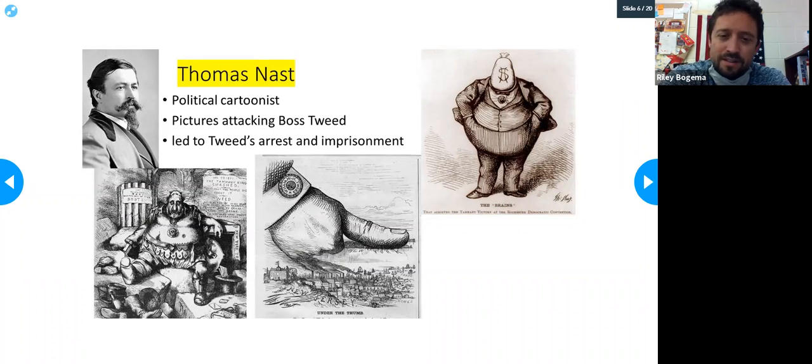And Tweed's going to get arrested and put in prison for stealing. I think estimates are anywhere between $40 to $200 million that Boss Tweed stole, and Nast helped expose the corruption of this big party boss.